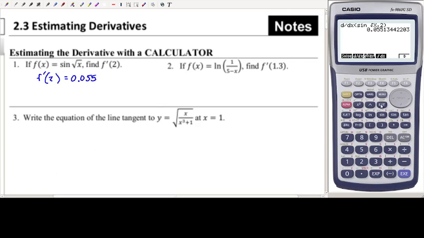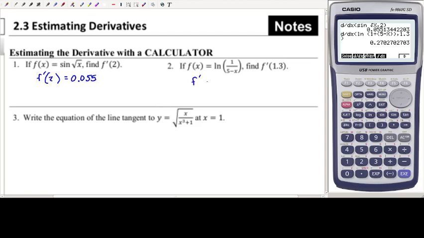So not too bad. If you start out at the main screen again, the sequence was OPTN, the option button, then F4, which is CALC, and then d by dx will get me the derivative with respect to x. So if I try number 2, then I've got f of x as being the natural log of 1 over 5 minus x, and I want to find the derivative at x equals 1.3. So I'm going to again type in d by dx, natural log, parentheses, 1 over, I'm going to put parentheses around my denominator, 5 minus x, close that, close the natural log parentheses, comma, 1.3 is where I want it evaluated, close that parentheses, hit enter, and it's as simple as that.